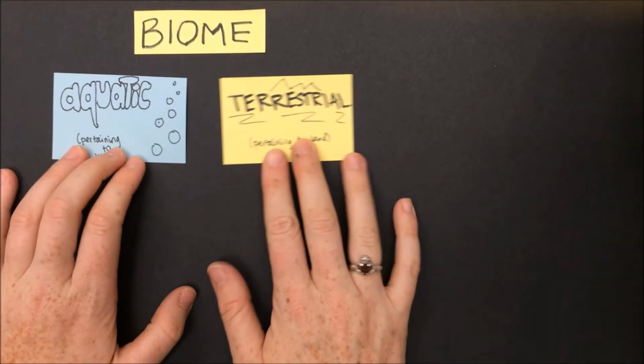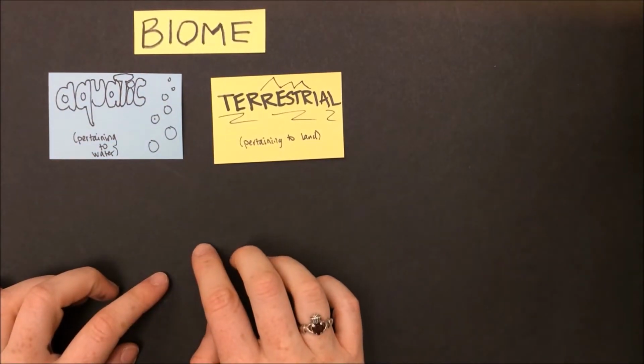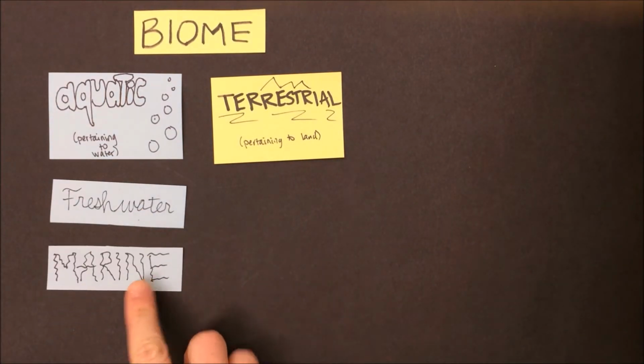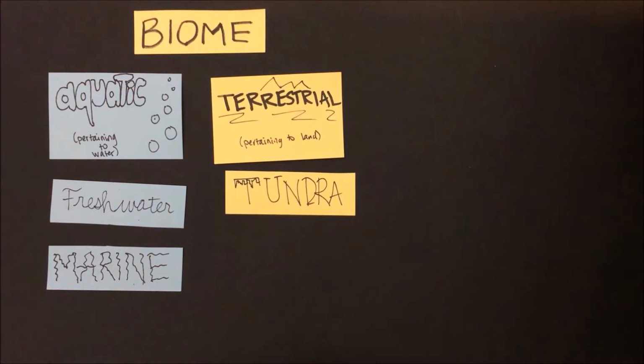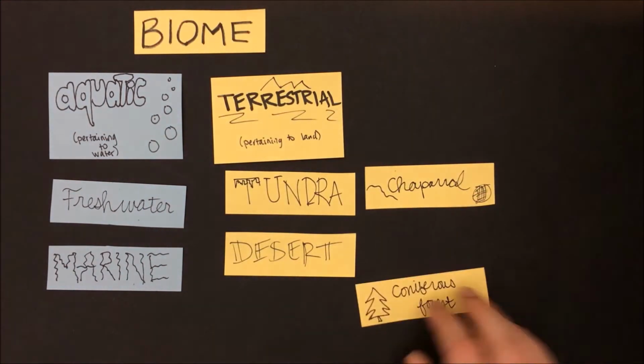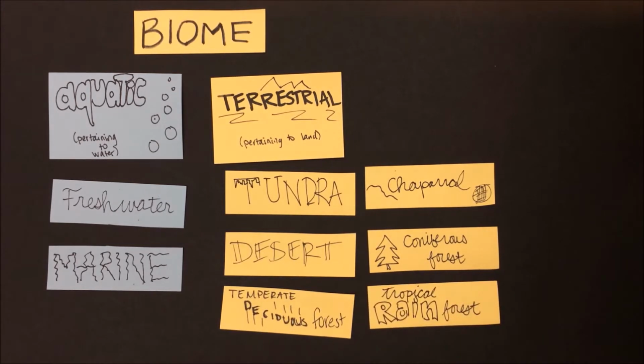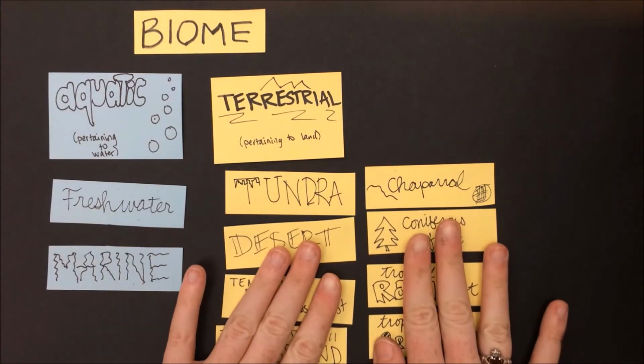In this unit, we studied both aquatic and terrestrial biomes. Aquatic means pertaining to water, while terrestrial means pertaining to land. We learned about freshwater and marine biomes. We also learned about the tundra, the desert, the chaparral, the coniferous forest, the temperate deciduous forest, the tropical rainforest, and the temperate and tropical grasslands.